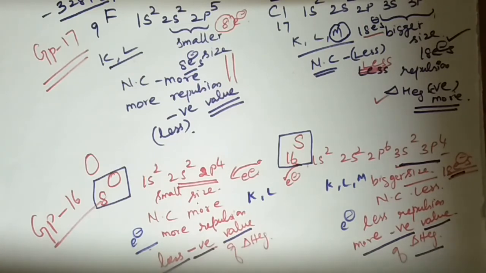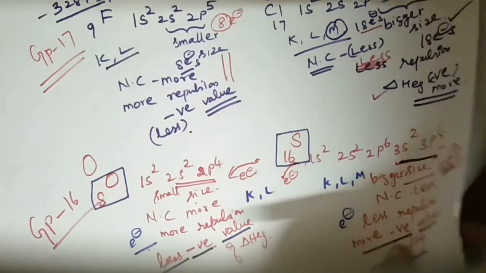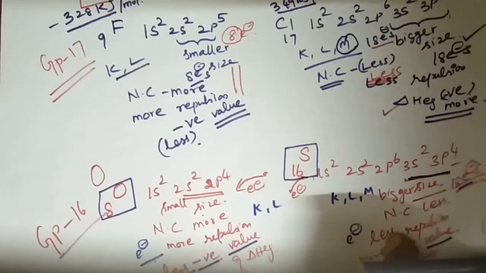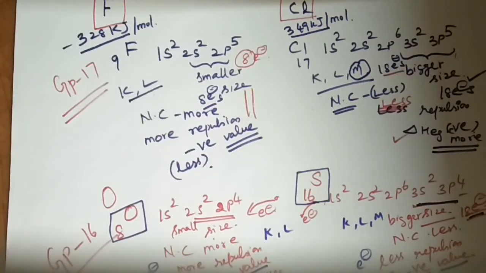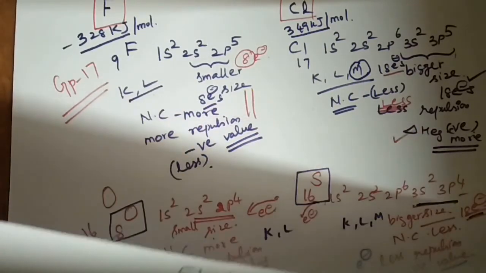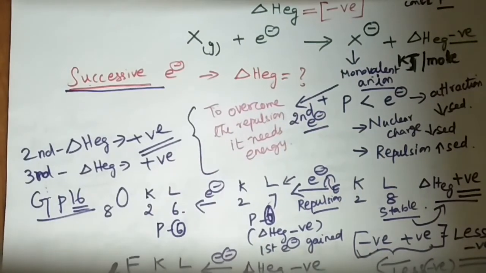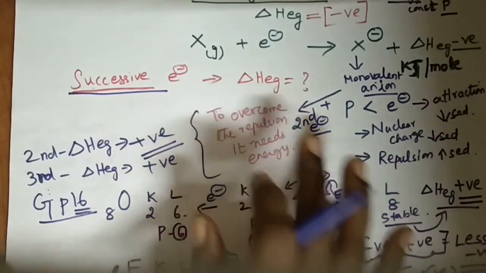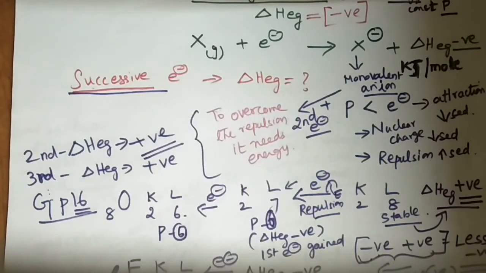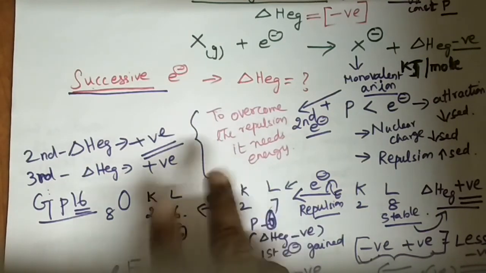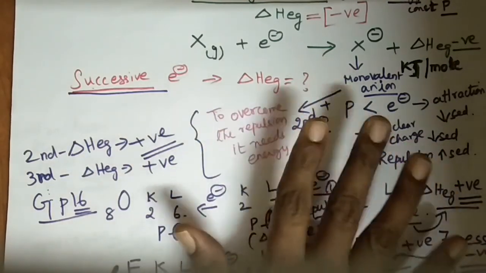Okay, I hope you have understood, children, why that anomaly is found in electron gain enthalpy. Okay, and with this we are concluding electron gain enthalpy. In the last video I was talking about electron gain enthalpy, how to go with values, and also successive electron gain enthalpy we have seen, and what is the anomaly found among the groups, group 16 and 17, we have gone with that.